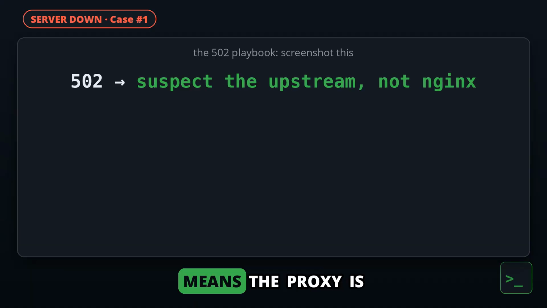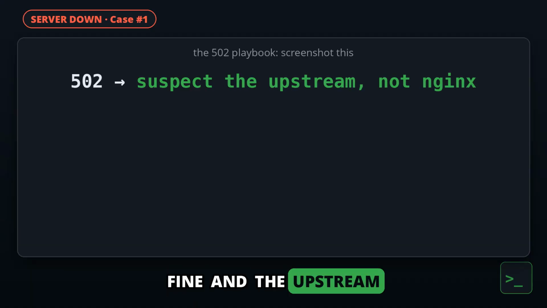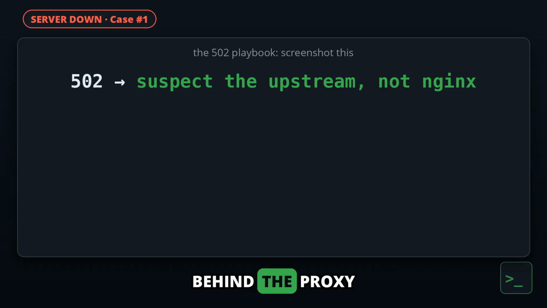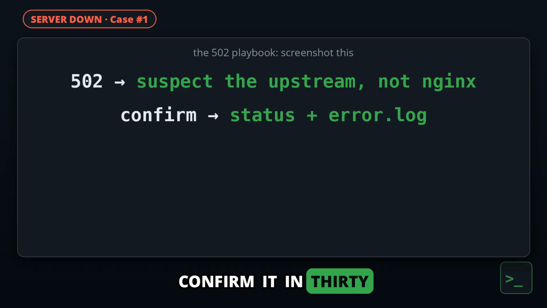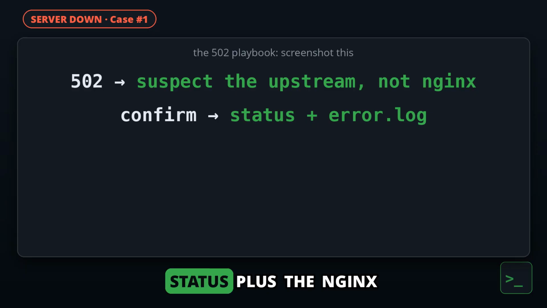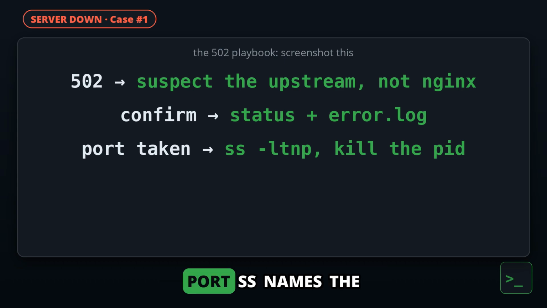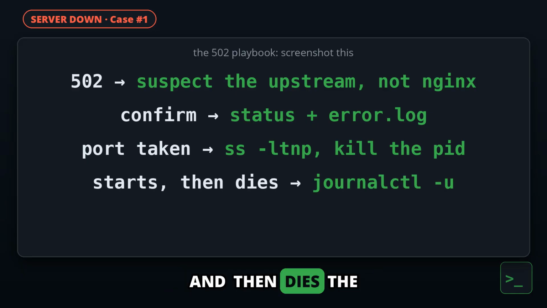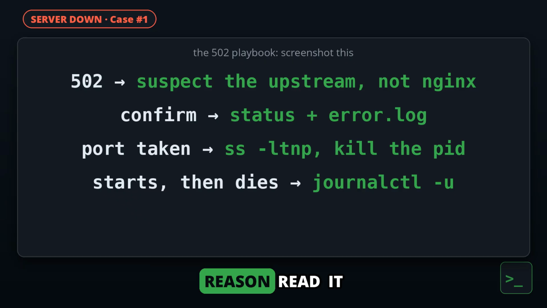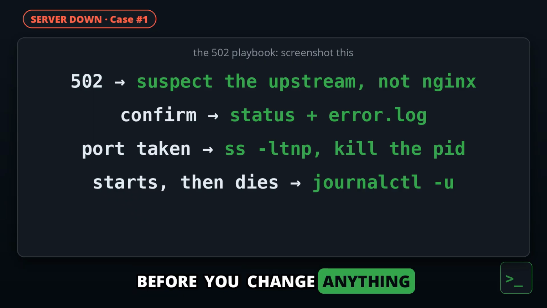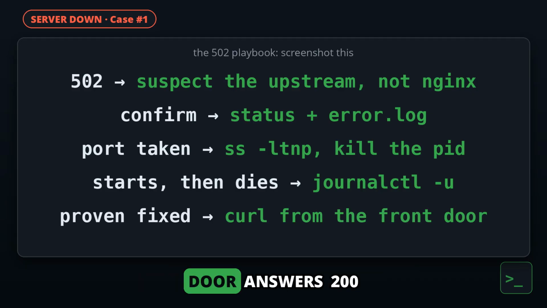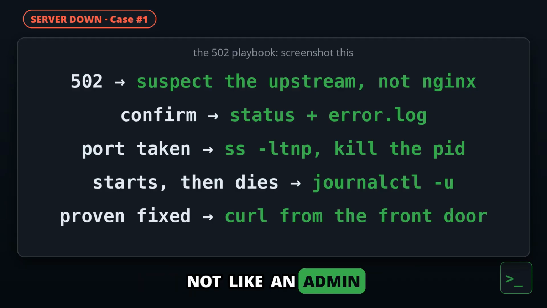Playbook. 502 means the proxy is fine and the upstream is not. Start behind the proxy. Confirm it in 30 seconds. The service status plus the Nginx error log. If the service cannot bind its port, ss names the squatter. Then evict it politely. If it starts and then dies, the journal holds the crash reason. Read it before you change anything. And you are only done when the front door answers 200. Verify like a user, not like an admin.